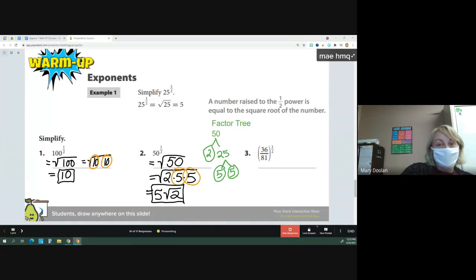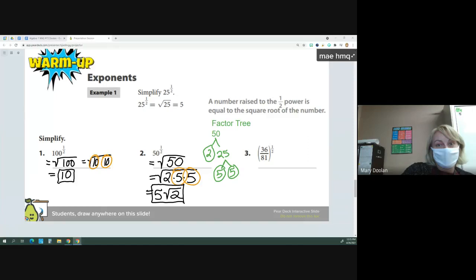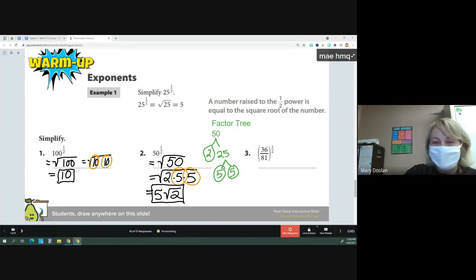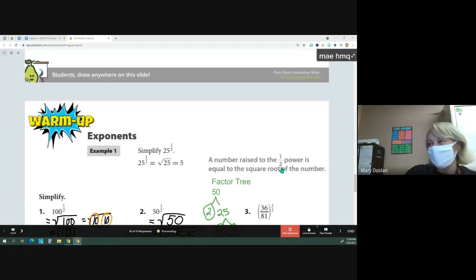Any questions so far on these? You can ask questions through the Meet, through GoGuardian. You can unmute. Just say it if you're in the class. We're going to look at the last one. Okay, so let's see what we kind of started thinking about this one.